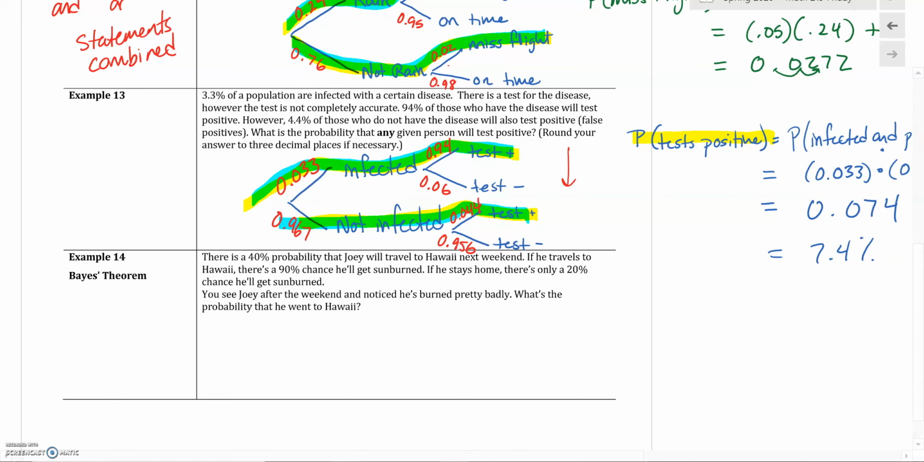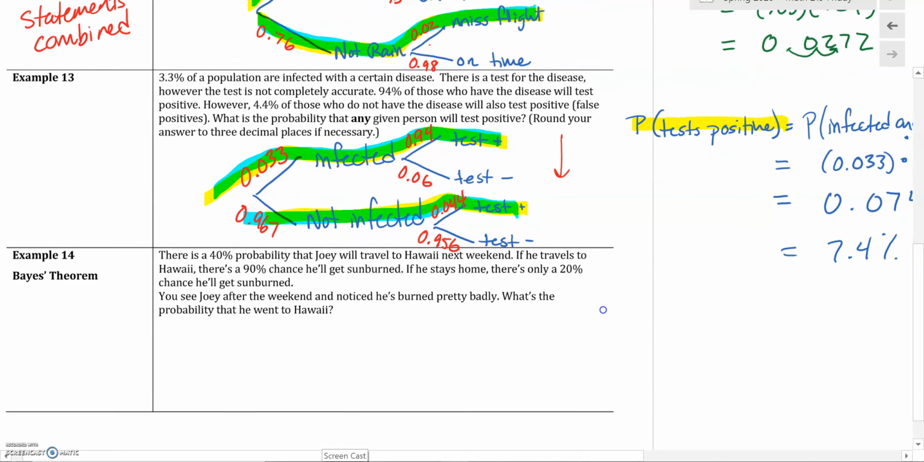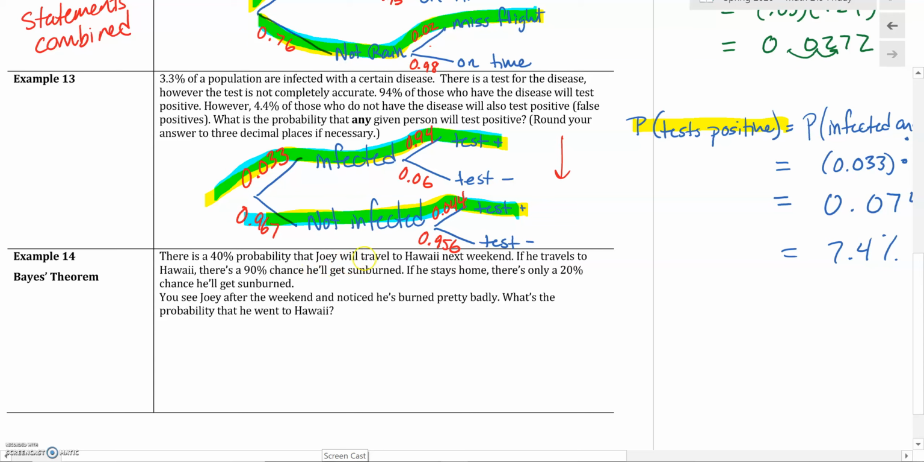Okay, everybody, let's do this last example here on Chapter 3. Here's the scenario. It says there's a 40% probability that Joey will travel to Hawaii next weekend. If he travels to Hawaii, there's a 90% chance he'll get sunburned. If he stays home, there's only a 20% chance he'll get sunburned. So you see Joey after the weekend and you notice that he's burned pretty badly. So what's the probability that he went to Hawaii then?